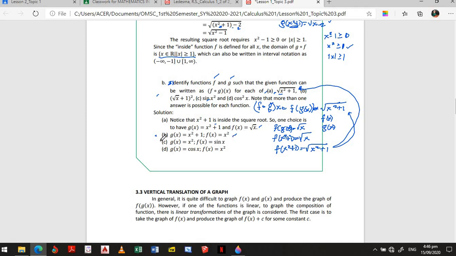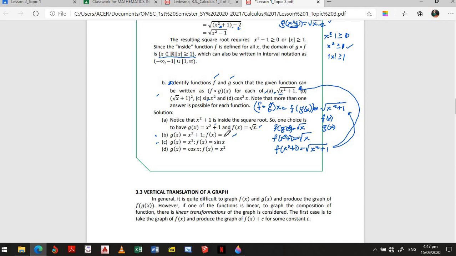Okay. Then, we have here in our letter C, sine x squared. Here, we have our x that is squared. So, g of x is x squared. Then, our f of x is just sine x. Such that if we replace the x with x squared, it becomes sine x squared.